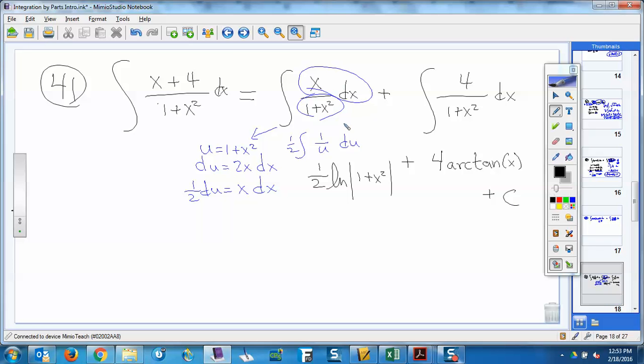So there's an example of where we could split it apart. One of the integrals needed a u substitution. The other one was just a basic antiderivative.